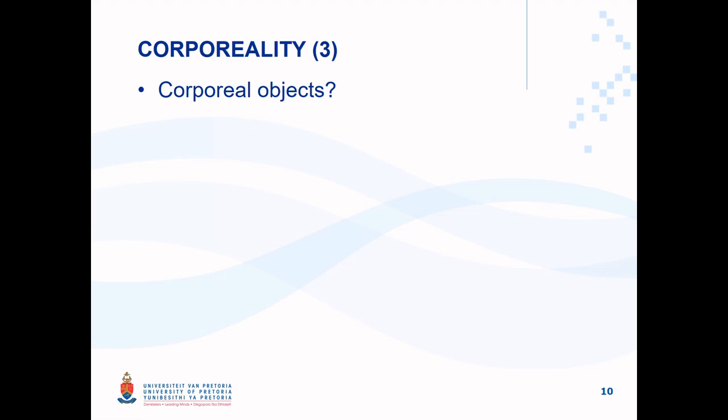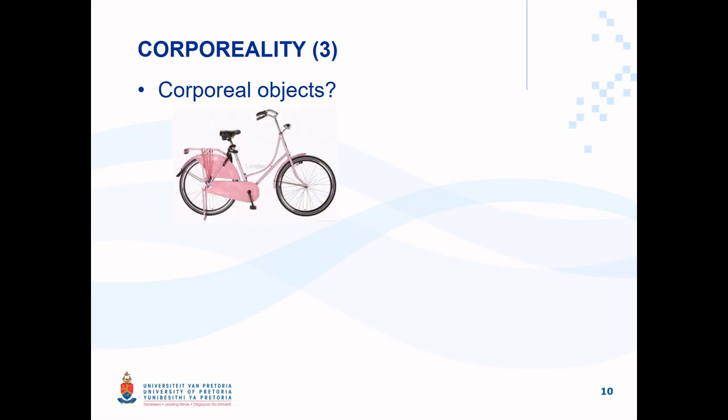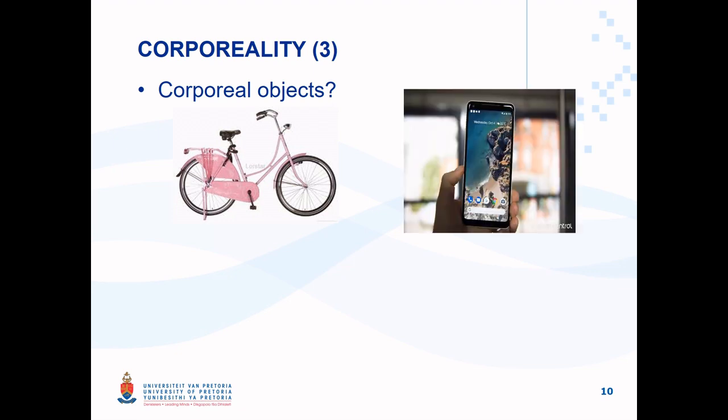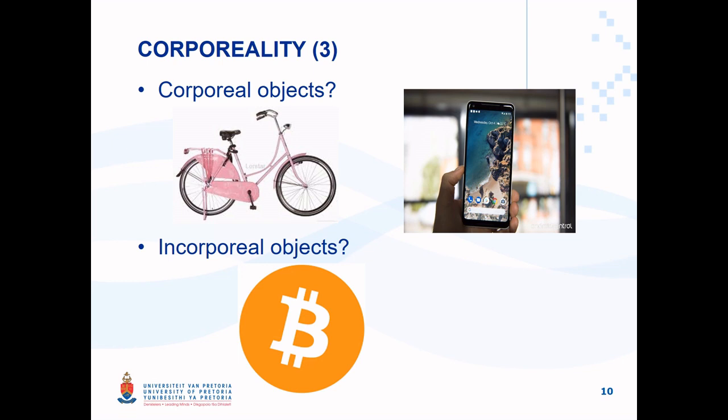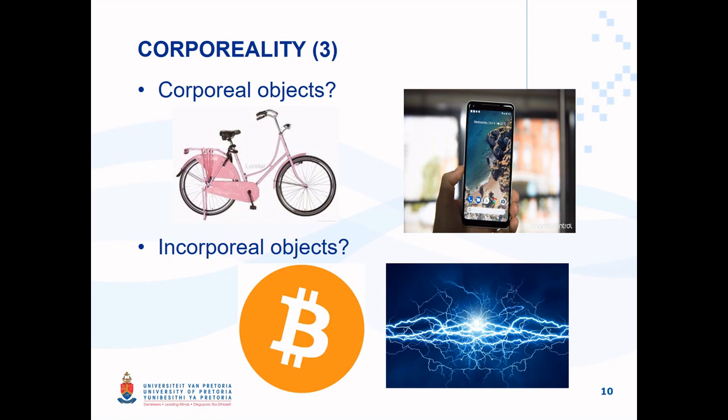So just by way of example, since we've now looked at the corporeality requirement, we see that examples of corporeal objects can be bicycles, it can be your phone because they're tangible, you can perceive them with your senses and they take up space. Examples again of incorporeal objects would be financial instruments. We've already indicated Bitcoin would qualify, as well as forces of nature such as lightning.